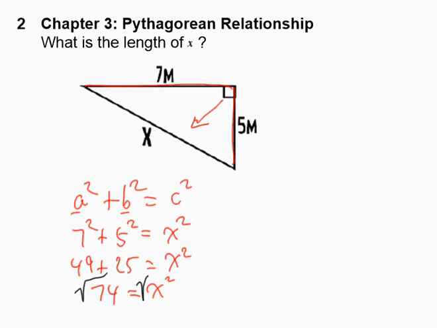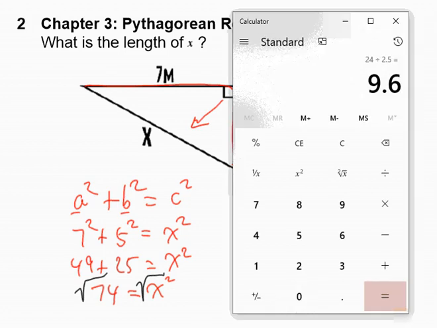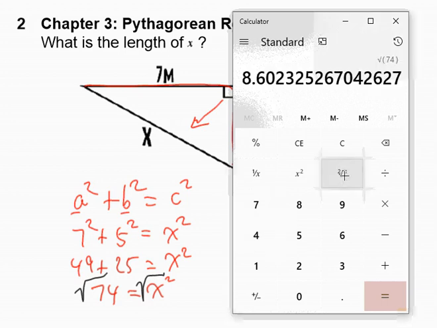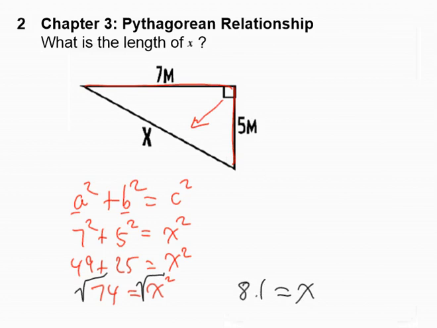both sides. The square root of x squared is x. The square root of 74 is going to be probably something like, I don't even know. Let's look. Square root is 8.6. I was going to say 8.5, but 8.6. And we're going to put it approximately. So x is approximately equal to 8.6 meters long.